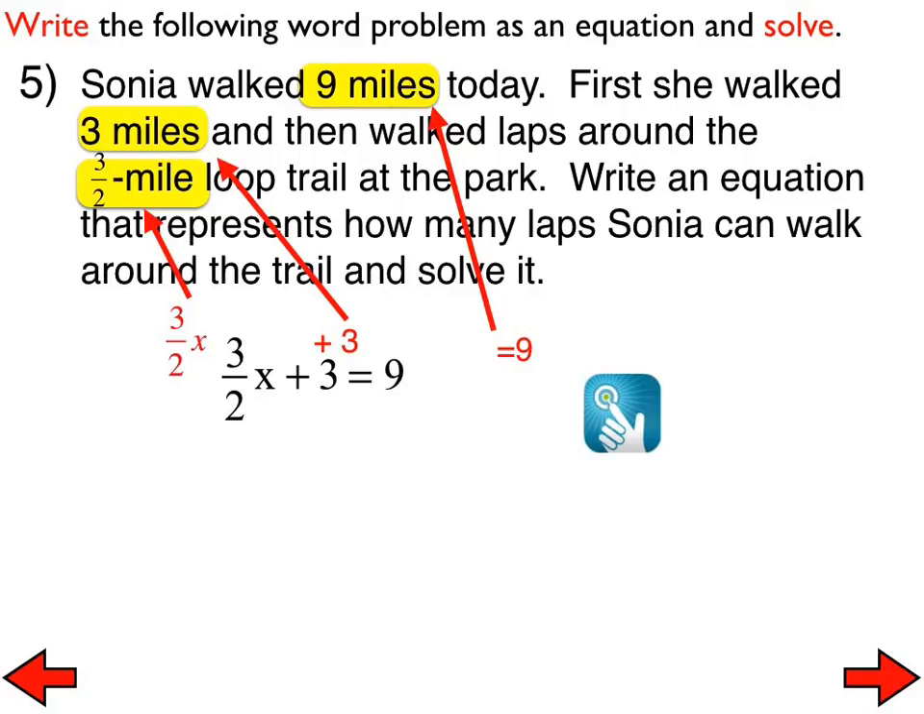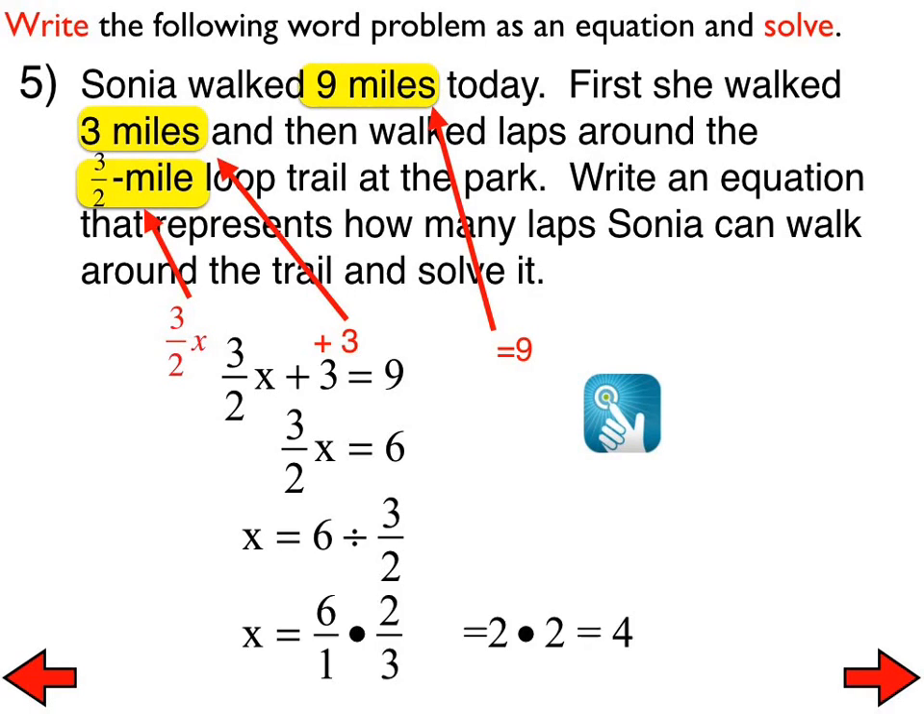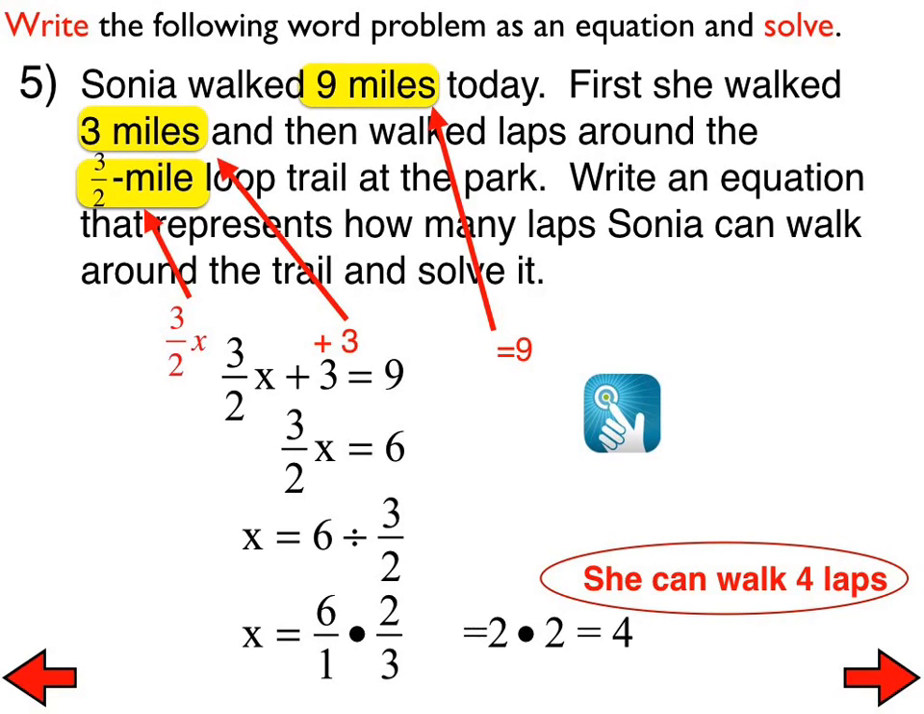So then I subtracted 3 on both sides, and then I divided 6 by 3/2, and I got x equals 4. Very good. This could cross cancel. Our sentence here is Sonia can walk around the trail 4 times. Very good. The question asks how many laps can she walk? So you're right, she can walk 4 laps. Any questions about this?